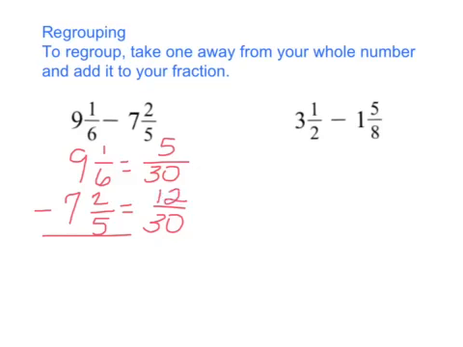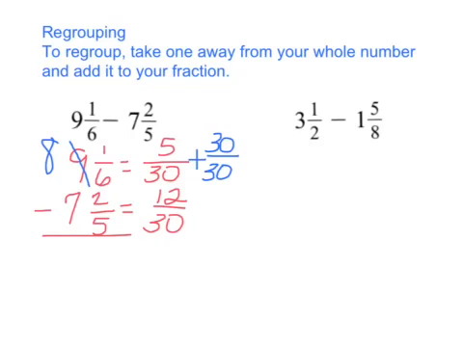Here's where you know you need to regroup, because when I go to subtract, you cannot take 12 from 5. That's where we need to regroup, just like with whole numbers. So what I'm going to do is come and borrow 1 from my whole number. I'm going to take that 9 and make it an 8. The one that I'm borrowing, I'm going to add to this fraction. Well, remember, to add fractions, we need a common denominator. Since my denominator is 30, I'm going to add 30 thirtieths to 5 thirtieths.